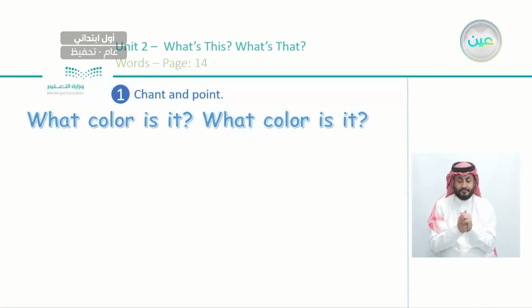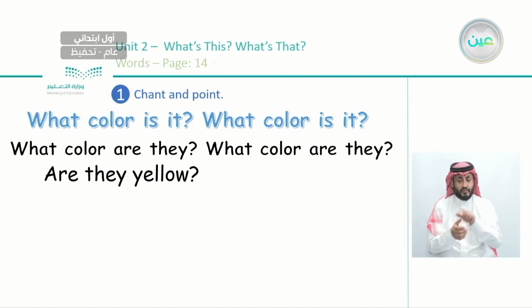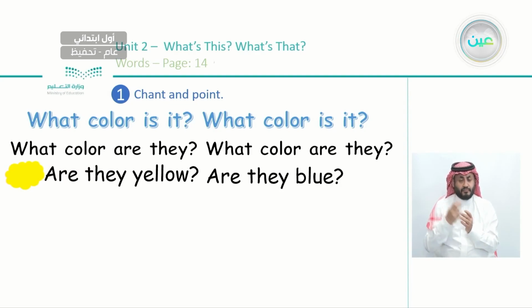Okay. Now, what color are they? Are they yellow? Okay, yellow. What does it mean, yellow? This is the yellow. Perfect. So, are they yellow? Are they blue? What does it mean, blue? This is the blue. Perfect. So, we have blue here.